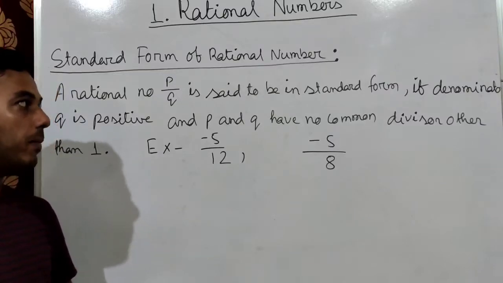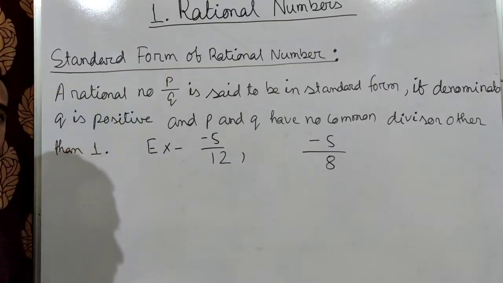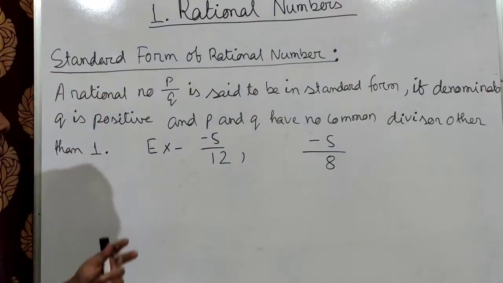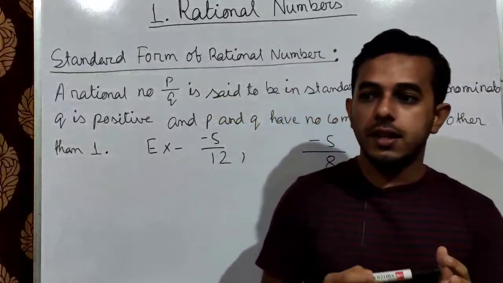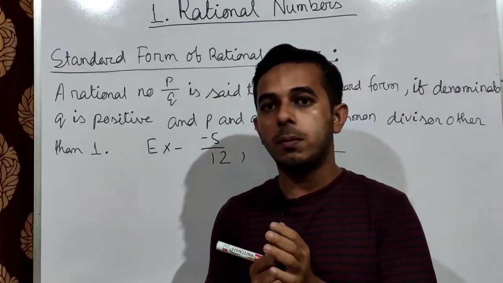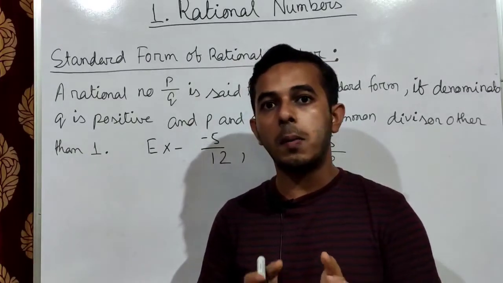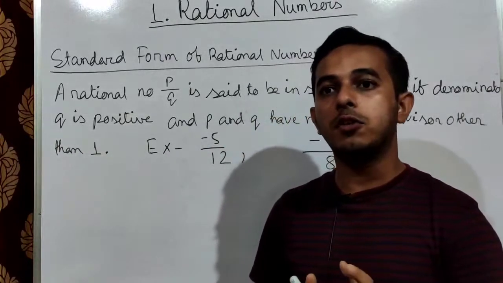A rational number p by q is said to be in standard form if q is positive and if p and q have no common divisor other than 1. That means those numbers which can't be further divided by any other number, they can be divided only by 1. Those rational numbers are said to be in standard form.